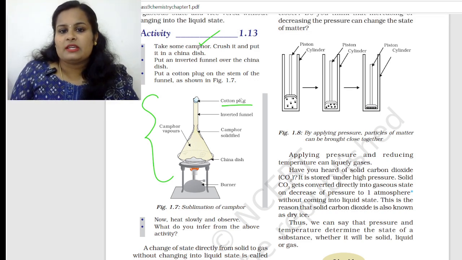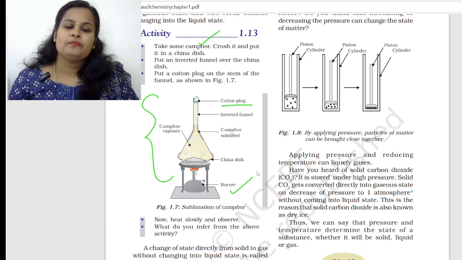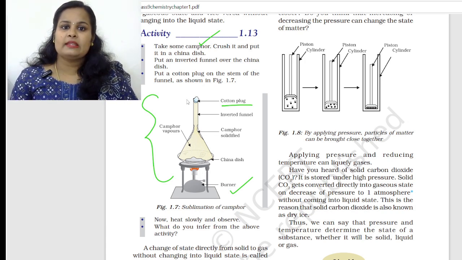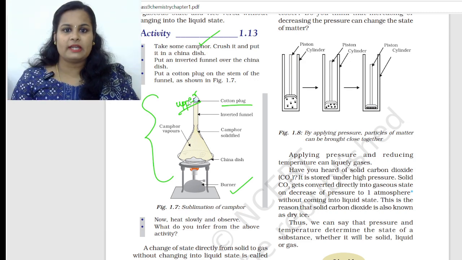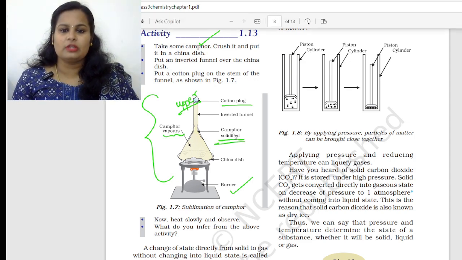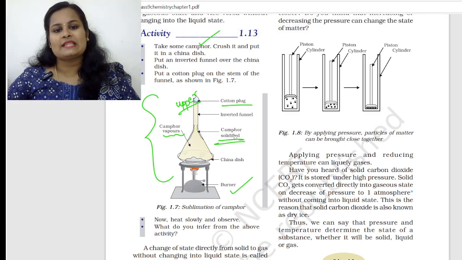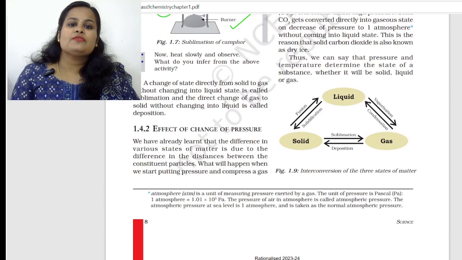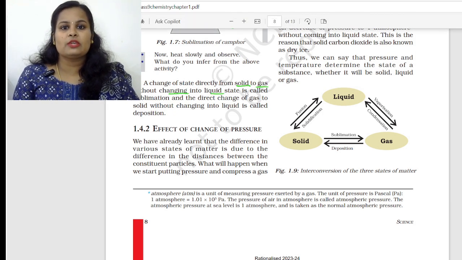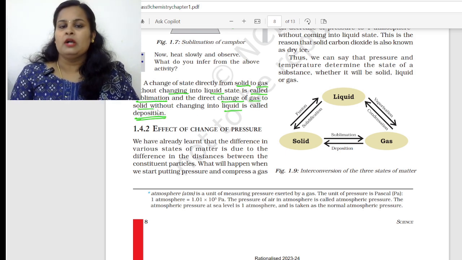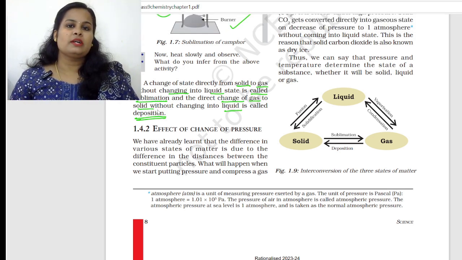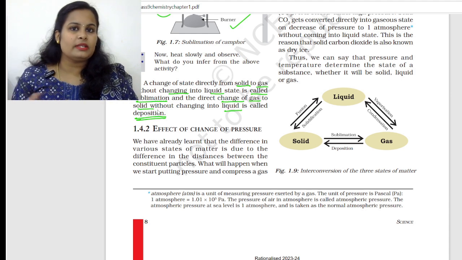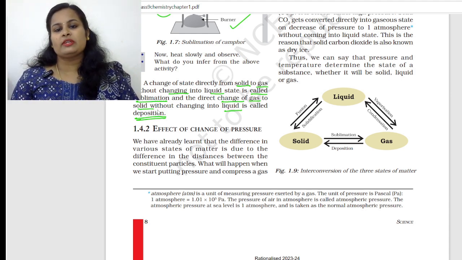What happens is that when you supply heat with the help of a burner, the camphor starts vaporizing. Since the temperature at the upper part is less, after some time we can see the vapor solidifies, and the solidified camphor gets stuck on the sides of the funnel. From this experiment, we can see that a change of state directly from solid to gas without changing into liquid state is called sublimation. And the direct change of gas to solid without changing into liquid is called deposition. So sublimation is the conversion from solid directly into gas without that intermediate liquid state, and the reverse of sublimation is called deposition.